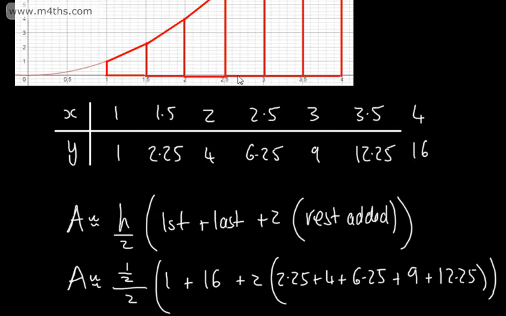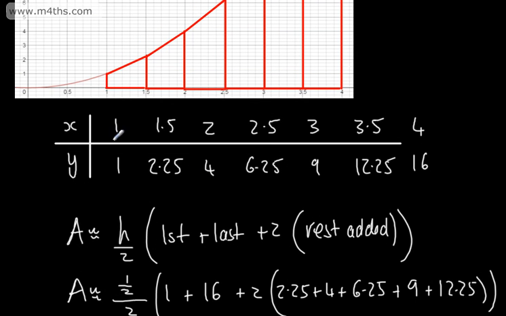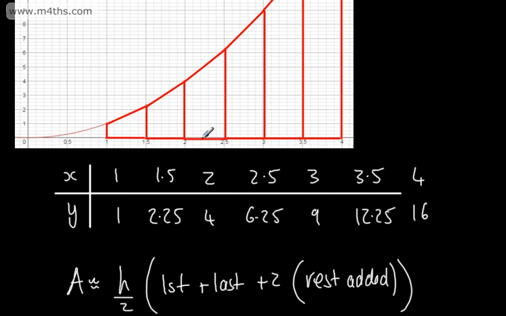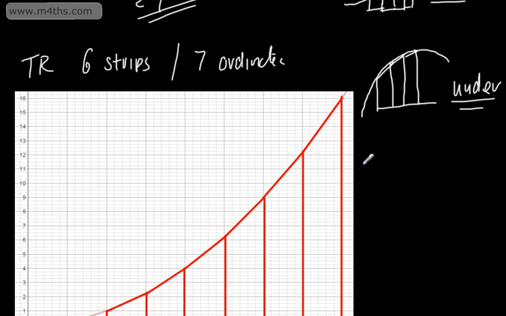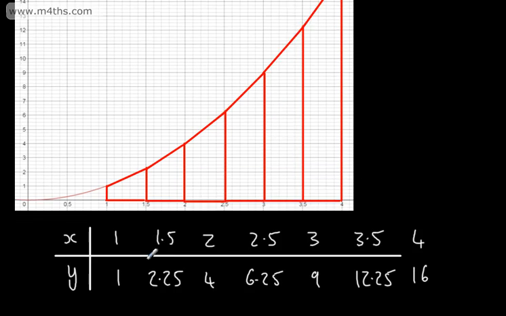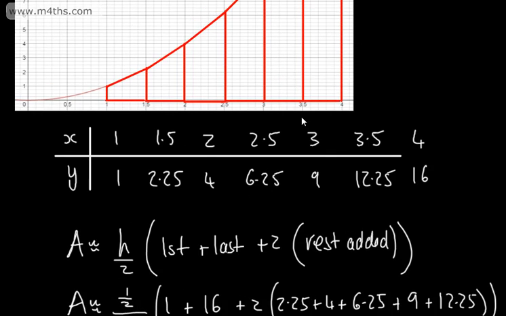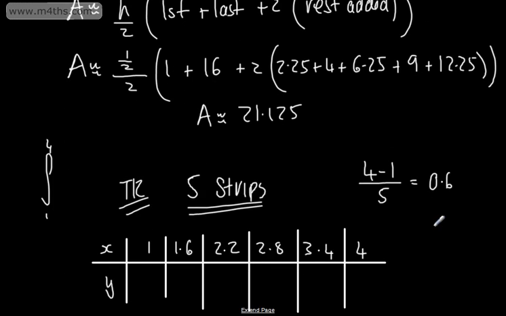But essentially, the trapezium rule is this. Area is approximately equal to, it's not equal to, first plus last plus 2 lots of all of the other values added. Now that is the y coordinate, it's not the x coordinate. If we have n strips, we have n plus 1 ordinates. To find the height of a strip, you simply do b minus a divided by n, and that will tell you the interval that we're increasing by.